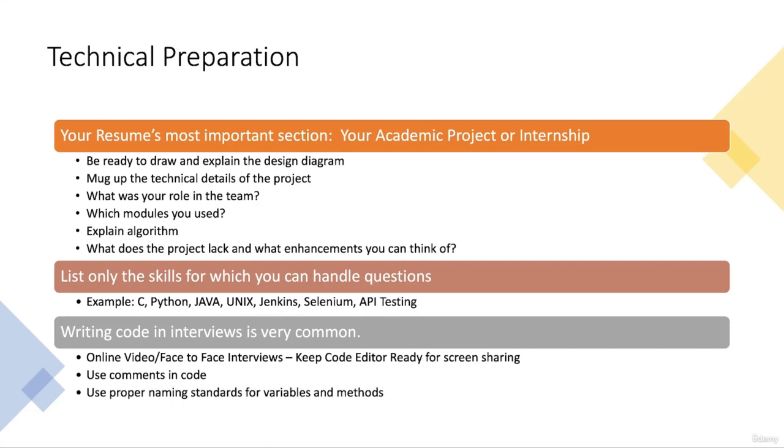Use proper naming standards for variables and methods. Do not use A, B, C, X, Y, Z as variable names. Give them some proper meaningful names in your code, so that the interviewer is really impressed that with all your commenting and the naming standards that you have followed, he really sees that you are a very good programmer. Now, this was about writing code and the skills that you should prepare.